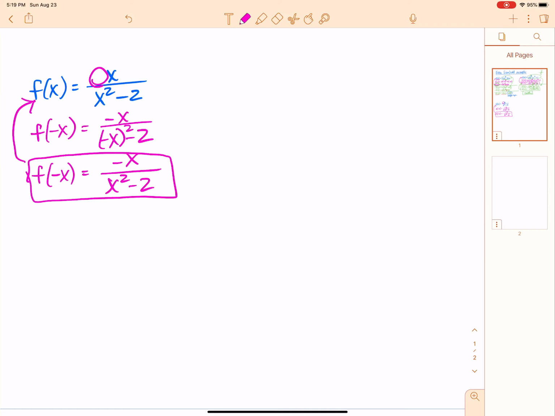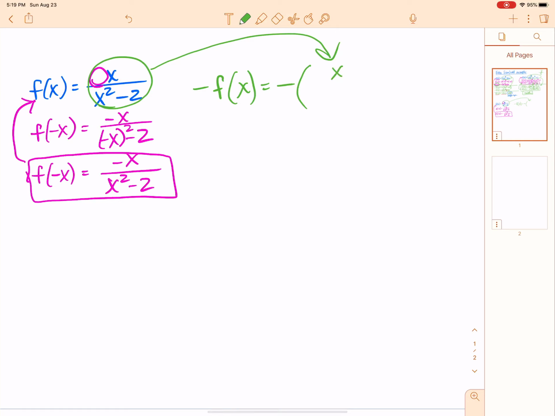So now I have to try by finding negative f of x and seeing if that works. So the negative of the original function. So I put a negative in front of the original, and now I've got to distribute it. This is where things get tricky. When you distribute a negative to a fraction, you can either put it in the numerator or in the denominator. But you don't put it in both because they cancel each other out. So I'm going to distribute that negative just to the numerator.